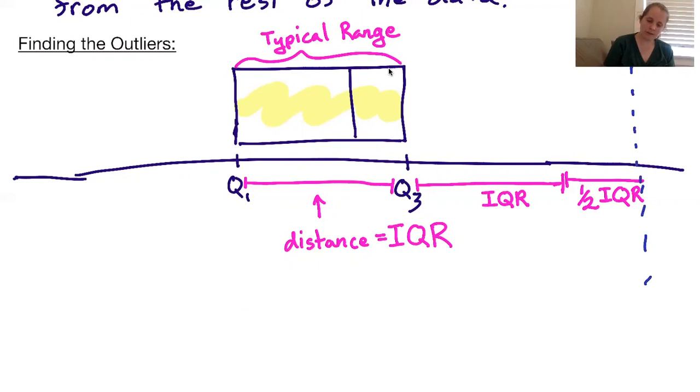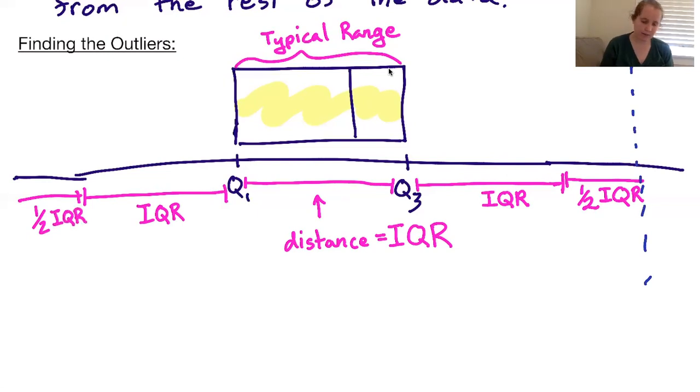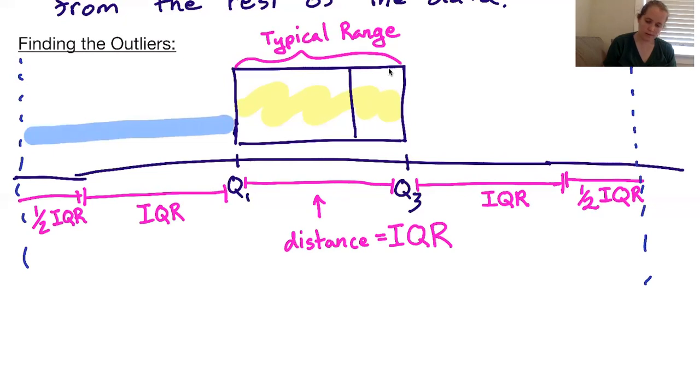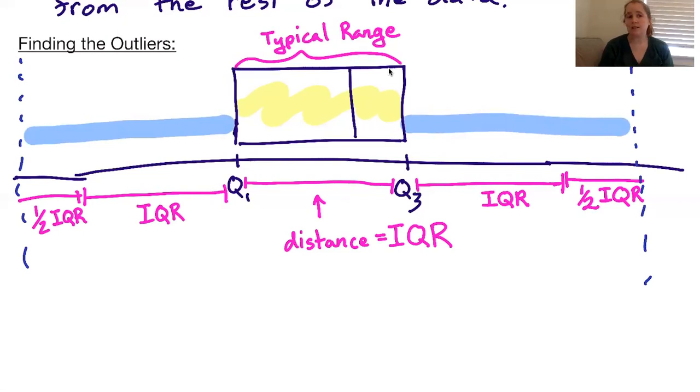So if we do the same thing on the other side, we go out our IQR, we go out half our IQR. I did not give myself a lot of room on the left side here. Then anything here may not be what we consider typical, but it's still expected.